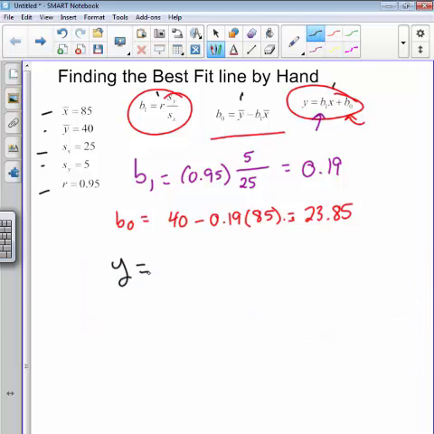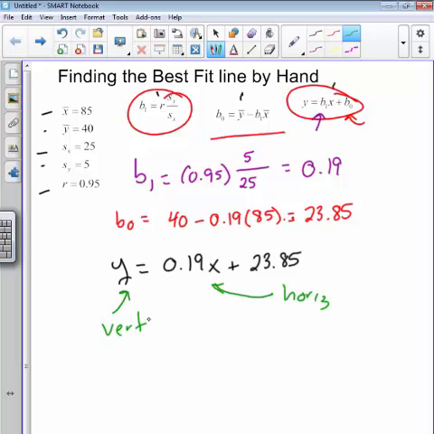Putting these together, we find our equation is y equals b sub 1, 0.19, times x, plus b sub 0, 23.85. Remember, for doing this, the x is what goes on the horizontal axis, and the y is what goes on the vertical axis. That's finding the best fit line by hand.